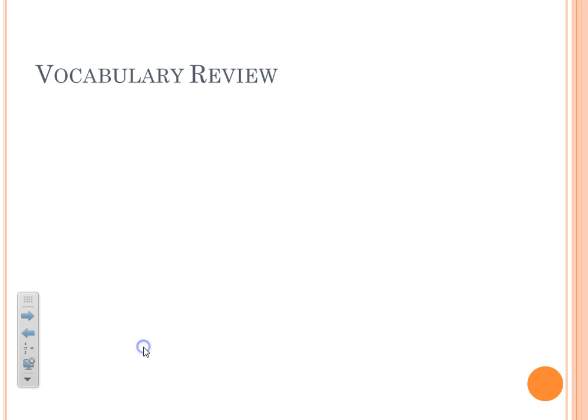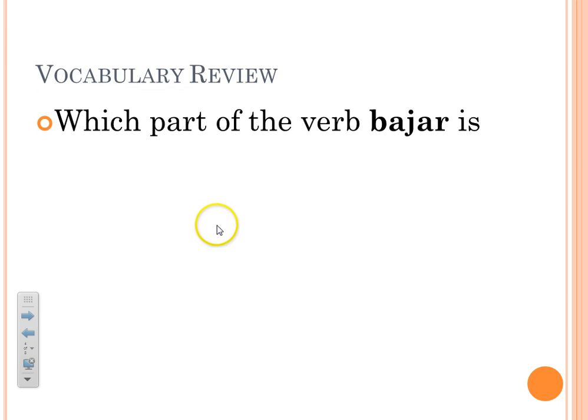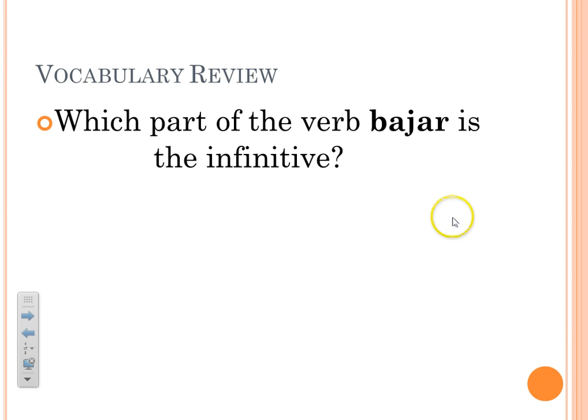Okay, quick review on vocabulary. Which part of the verb bajar is the infinitive? Take a look at the verb bajar and decide which part tells us that it is in the infinitive form. If you said the AR on the end, you're absolutely correct. Remember, an infinitive is the most basic form of a verb. It's the form that you're going to find in dictionaries. You will never find conjugated verbs in the dictionary. And it means to do something. In this case, it's to download. No one's doing the action in this moment.